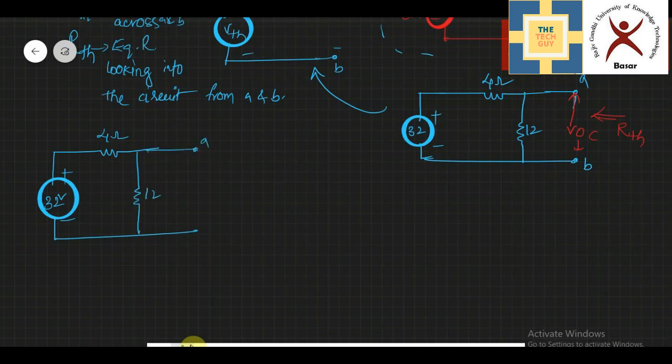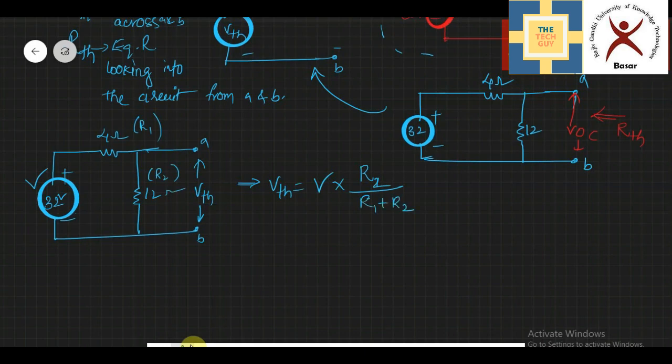Now we are going to find the voltage at points A and B, that is nothing but Thevenin's voltage. How can you find this voltage here? We have a voltage source and series resistances, so you can apply the voltage division rule here. Let us assume this as R1, this as R2, and this as source voltage. We need to find the voltage across this 12 ohms resistance, so that will be R2 by R1 plus R2.